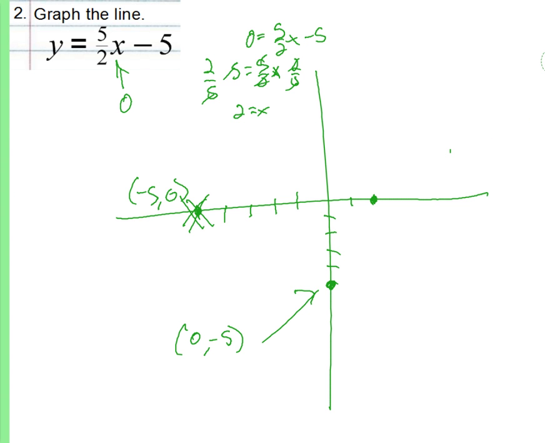Yes, Brandon, more you have to say. Plug in 2 for x. Plug in 2 for x, now why 2 for x? Because it's divisible. Because 2 divides 2. If it were a 3, we'd want to plug in a 3. If it was a 7, we'd want to plug in a 7.